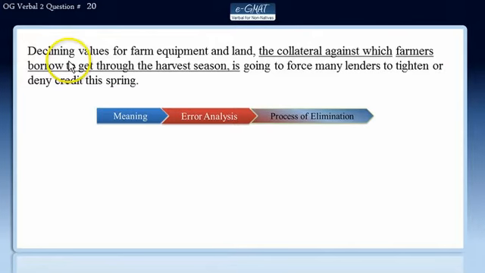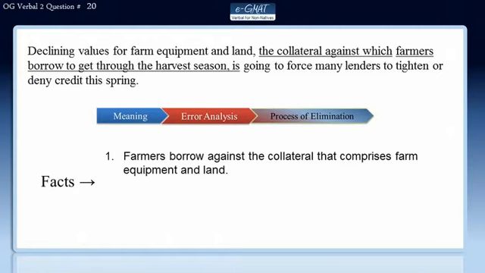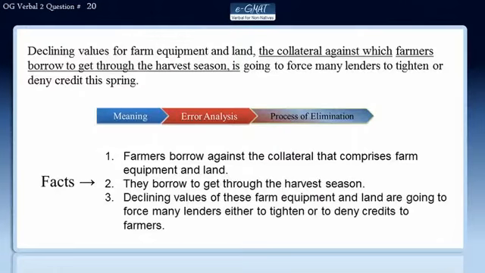So let's begin. Declining values for farm equipment and land, the collateral against which farmers borrow to get through the harvest season, is going to force many lenders to tighten or deny credit this spring. Now this sentence presents a few facts. It says that farmers borrow against a collateral that consists of farm equipment and land. The farmers borrow to get through the harvest season, but the declining values of these farm equipment and land are going to force many lenders either to tighten or to deny credits to these farmers.